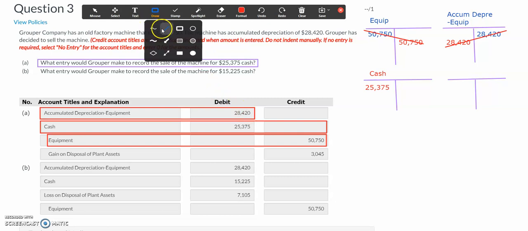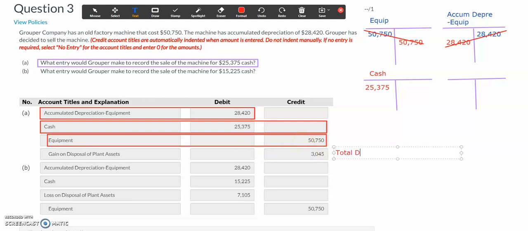So now you need to look at your total debits and your total credits and notice that these do not match up. Okay, so far our total debits for part A, I'm going to add up $28,420 plus $25,375. So my total debits are $53,795. And this is not equal to my total credits, which are $50,750. So I need to figure out what is my X in order to make these two equal. So my total debits have to equal my total credits, and so far these do not equal out.